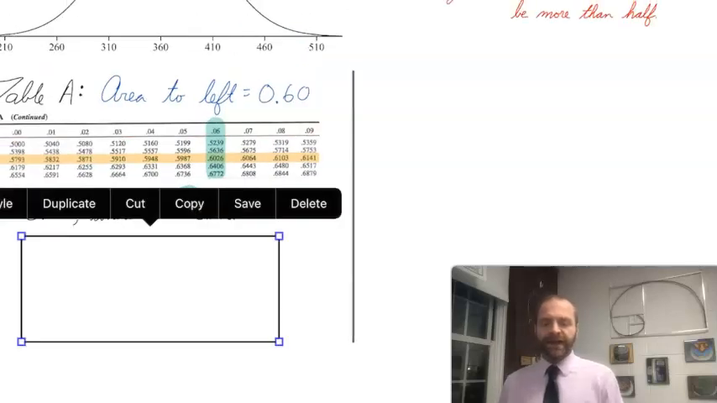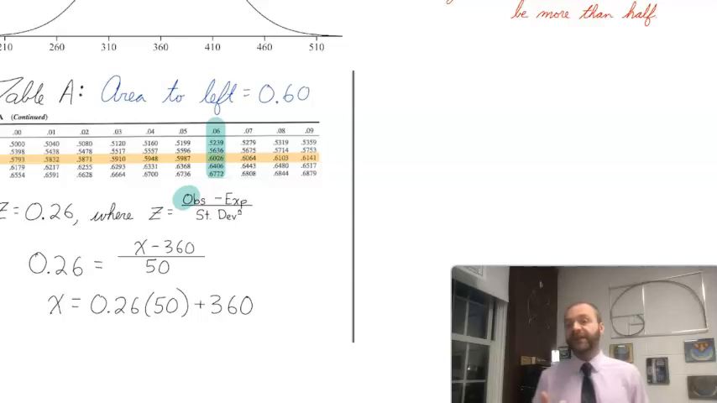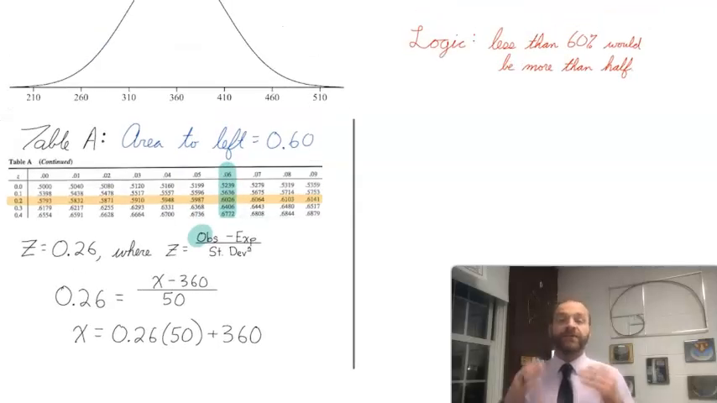And that means I have 0.26 equals x, because I'm trying to find that, minus the center of 360 divided by the standard deviation of 50. If I solve, I can multiply by the 50, and then add the 360, and that's going to give me my answer. So that would give me the answer if I'm using Table A. Some people prefer to use Table A. It's very quick.